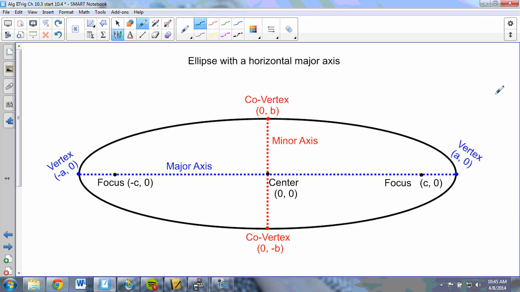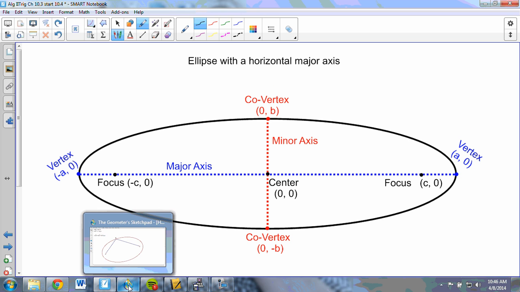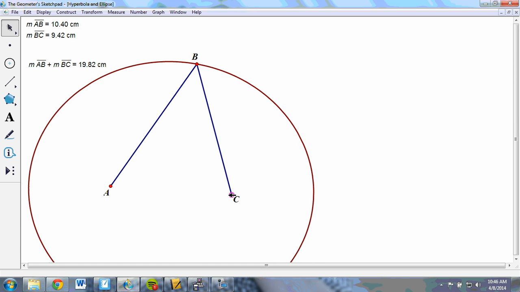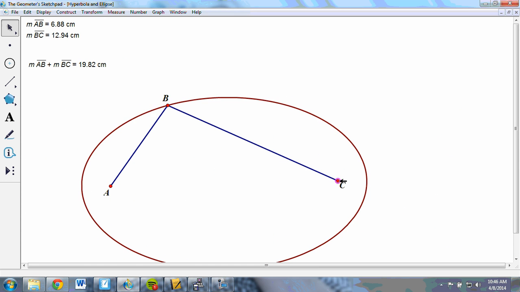Okay, how about this? Yeah, go ahead, Max. Is it 3 times the co-vertex? Sorry, is the minor axis 3 times the minor axis? It is not. No, because this could be stretched. Right now it might kind of look like that, but it can be stretched to where that's clearly not the case, either direction. You see what I mean?